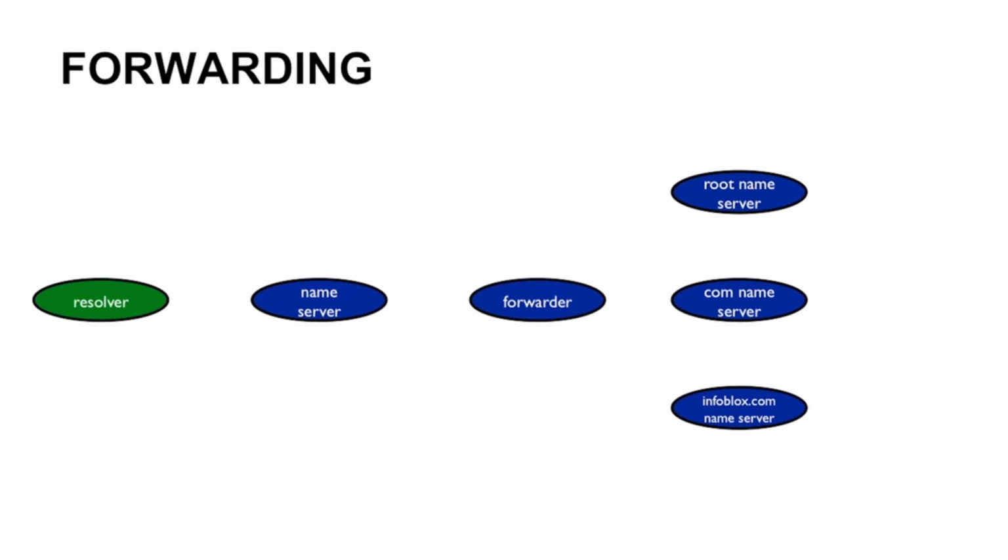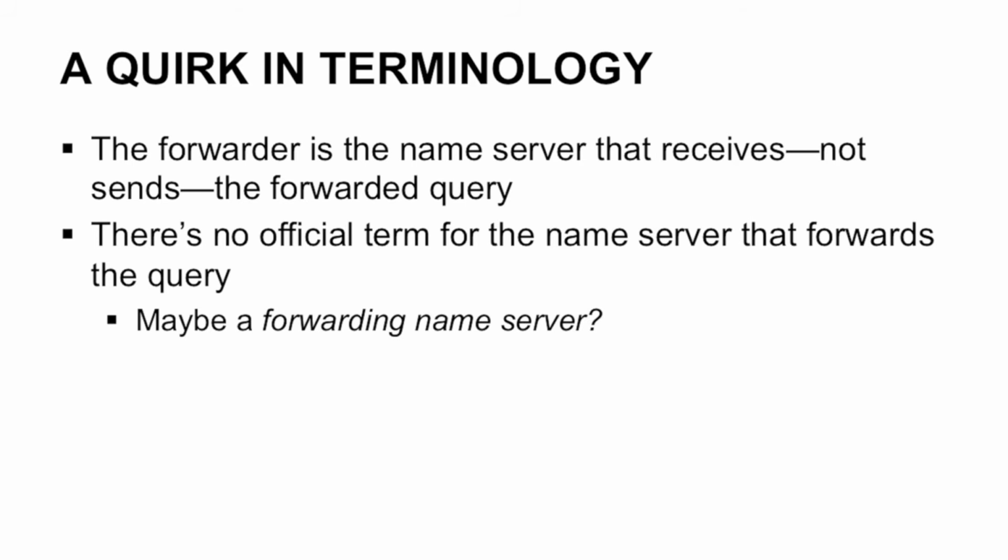The name server that's towards the left is configured to use the name server that's just to the right of center as a forwarder. The resolver starts the process by sending a recursive query to the first name server. That name server forwards that query as a recursive query to the forwarder. The forwarder is then responsible for querying a root name server, following a referral from that root name server, querying a com name server, and then following a referral from that com name server, and then finally querying an infoblox.com name server and accepting the answer from it. It then completes the resolution by relaying that answer to the first name server, which in turn relays that to the resolver. Note that the terminology is backwards.